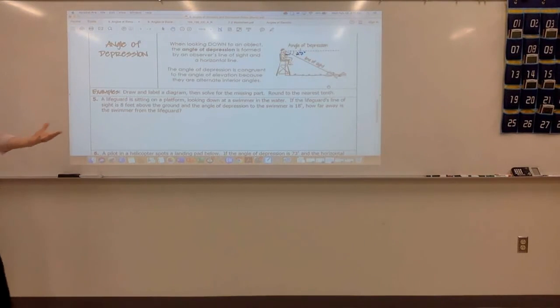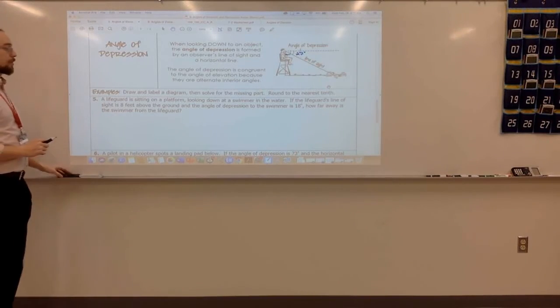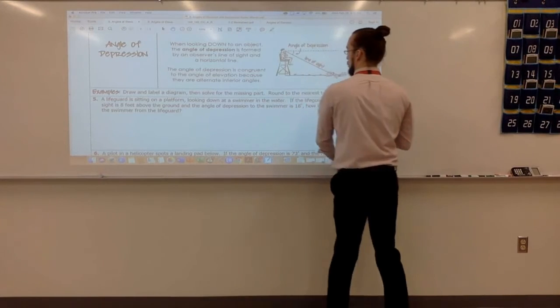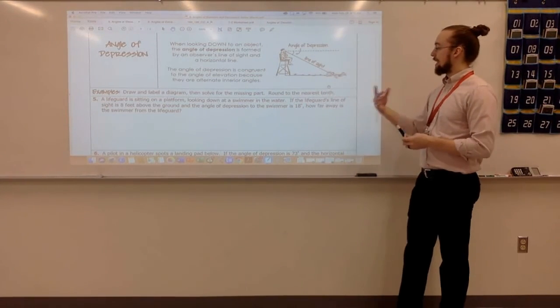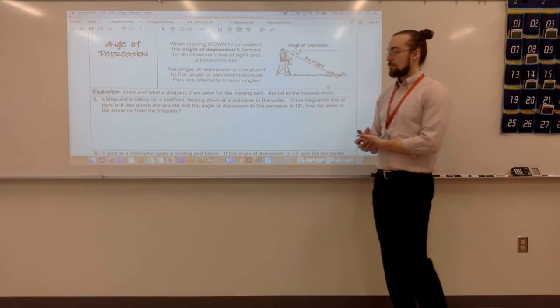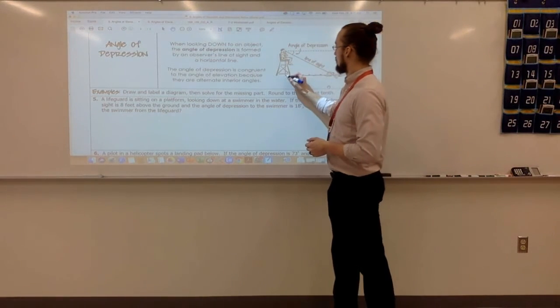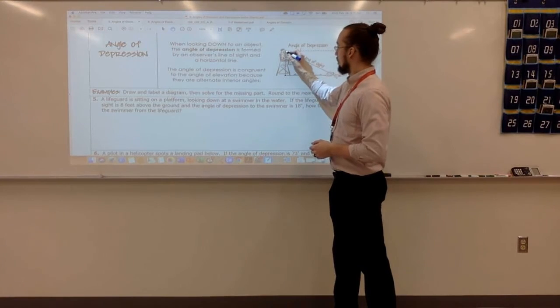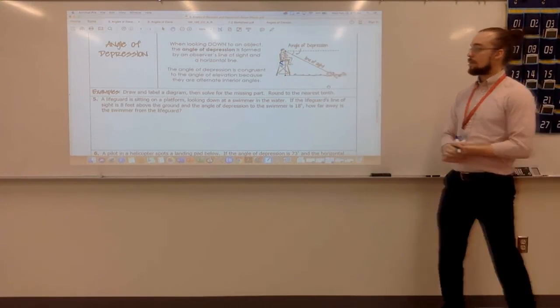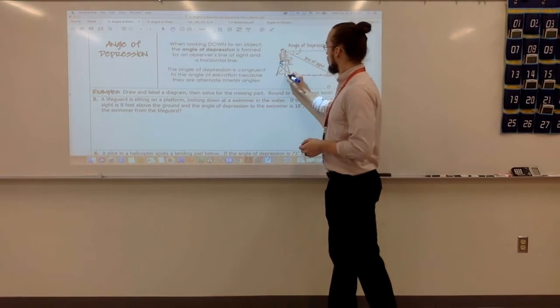So let's take a look at number 5. Number 5 is modeling with this picture here. It says a lifeguard is sitting on a platform, looking down at a swimmer in the water. The lifeguard's line of sight is 8 feet above the ground. Okay, so that means that from the ground up to here is 8 feet.